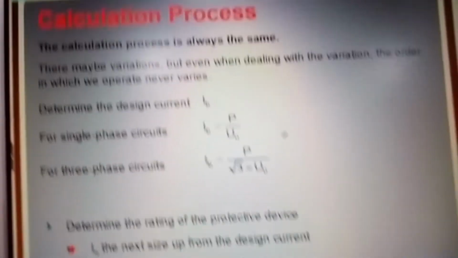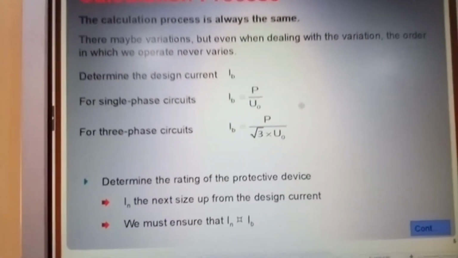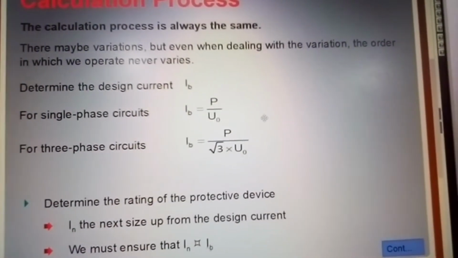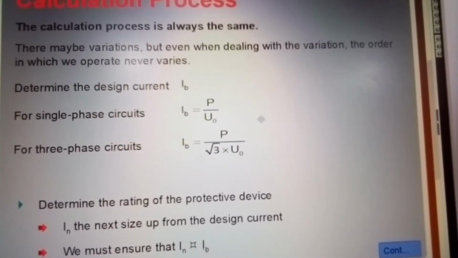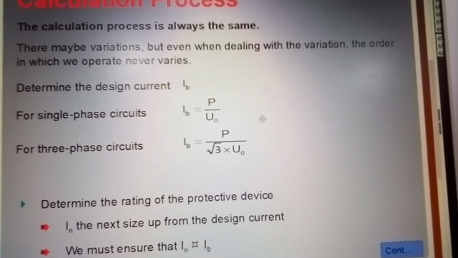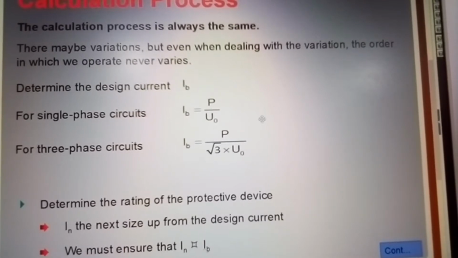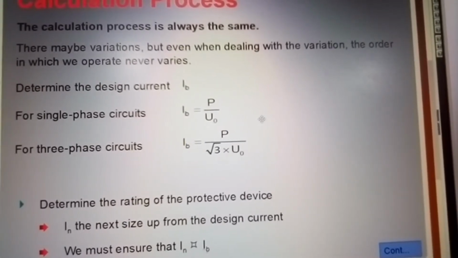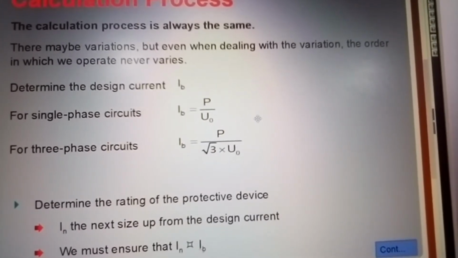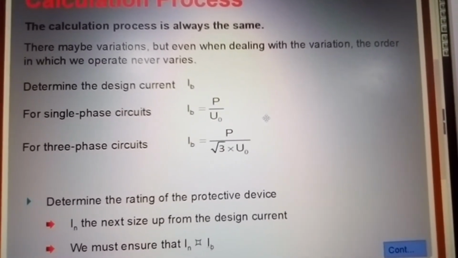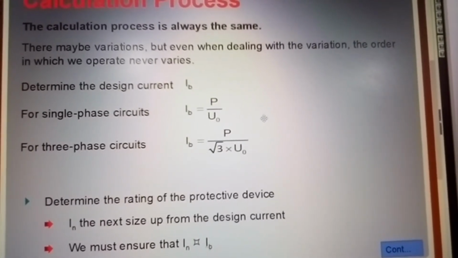Now let's look at the calculation process. Now, the calculation process is always the same. There may be variations, but even when dealing with the variation, the order in which we operate never varies. Determine the design current, IB. For single phase AC, IB equals P over V. For three-phase circuits, IB equals P over square root of 3 times V.